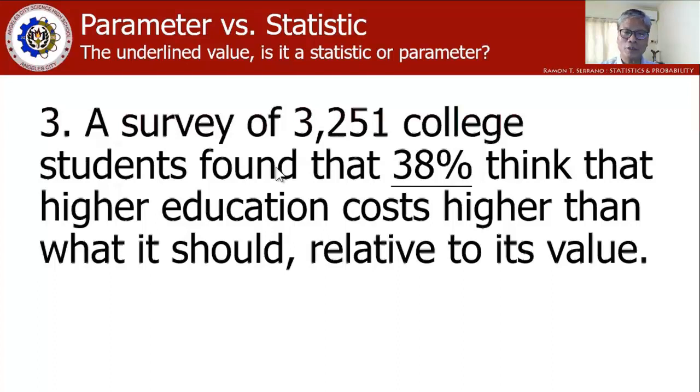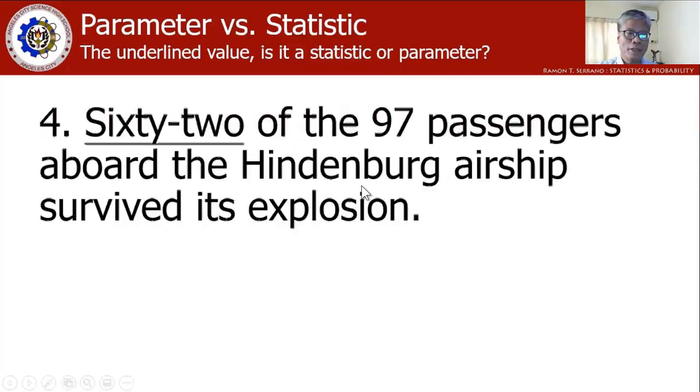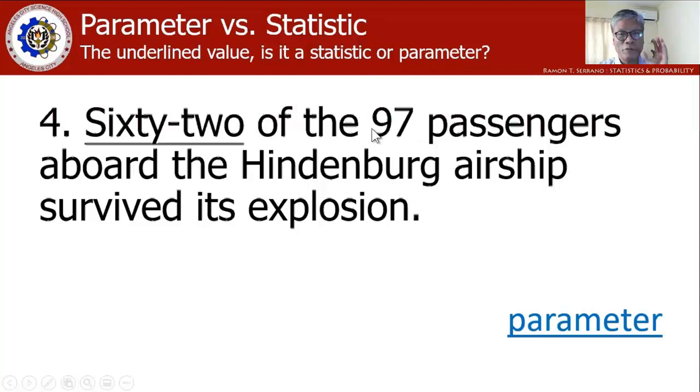Number three, a survey of 3,251 college students found that 38% think that higher education costs higher than what it should relative to its value. And of course, it is statistics because we only surveyed 3,251 college students, which obviously the population will be more, right? And 62 of the 97 passengers aboard the Hindenburg airship survived its explosion. And the reason it is a parameter is because there are actually only 97 passengers. Okay, we measured 97 passengers. So that's the total passengers aboard.